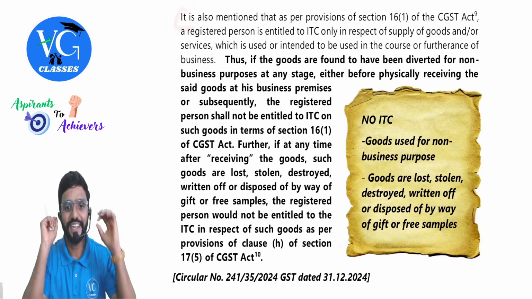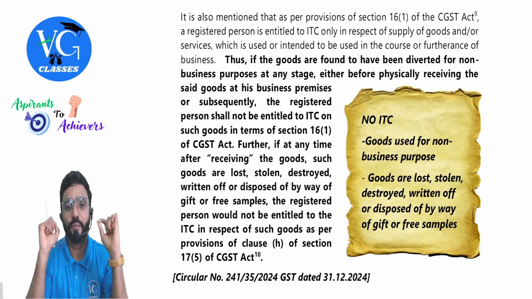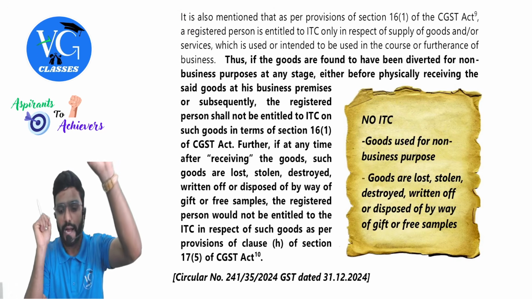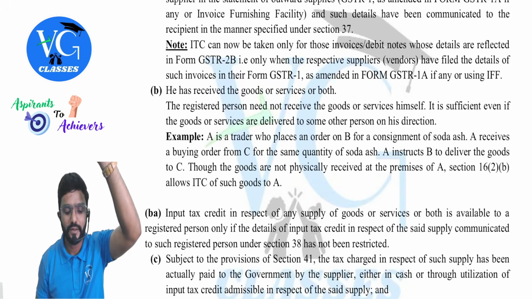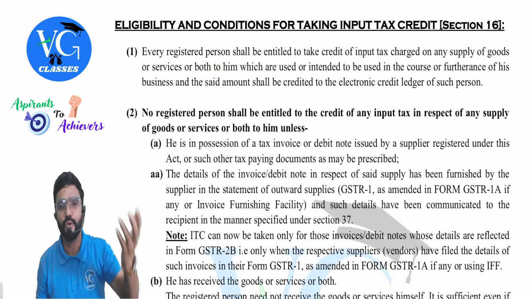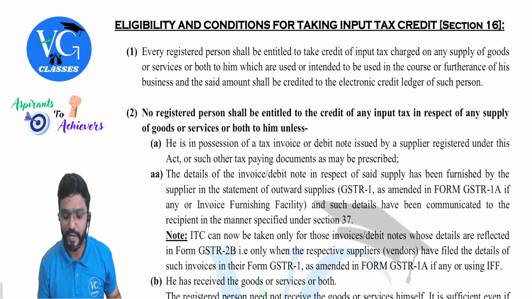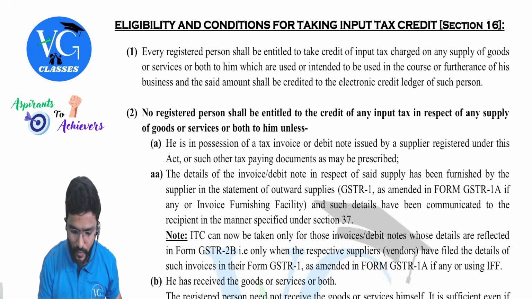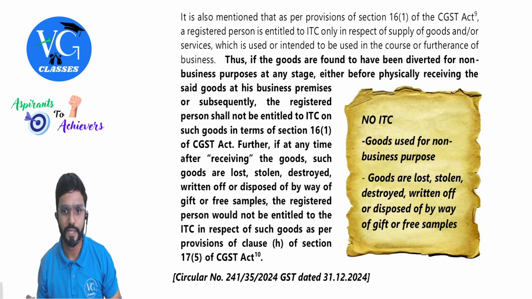Some more is there. We are not yet done. It is also mentioned that as per the provisions of section 16(1), I already explained that also. What is it? The recipient should be registered. Then the goods should be used or intended to be used in the business. Only then the recipient can claim the credit.